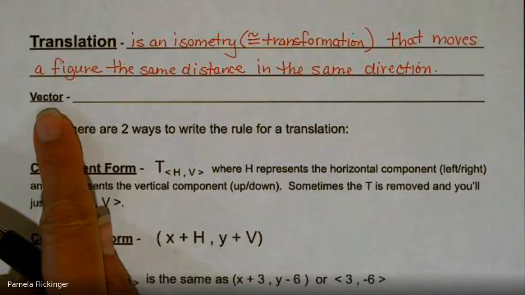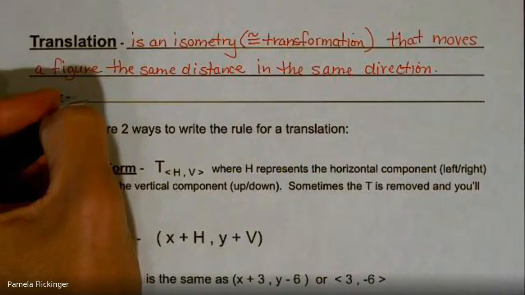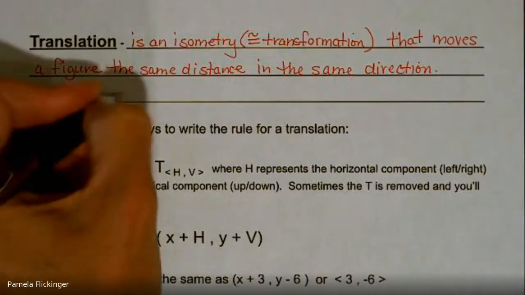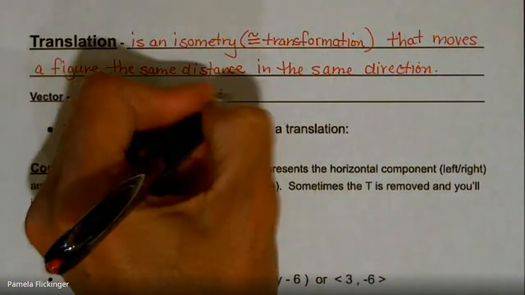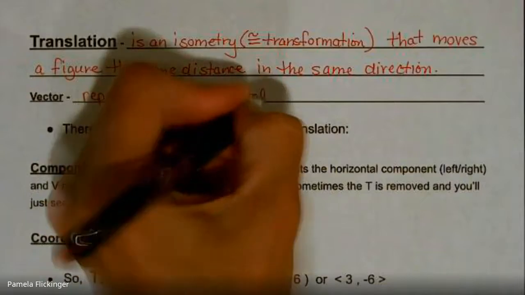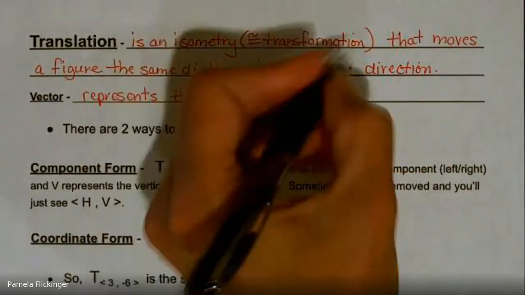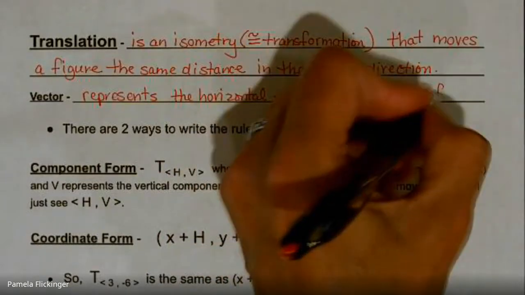The word vector, when we're talking about a vector with a translation, a vector represents the horizontal and vertical direction of the translation. All right, so it represents the horizontal and vertical direction of the translation.